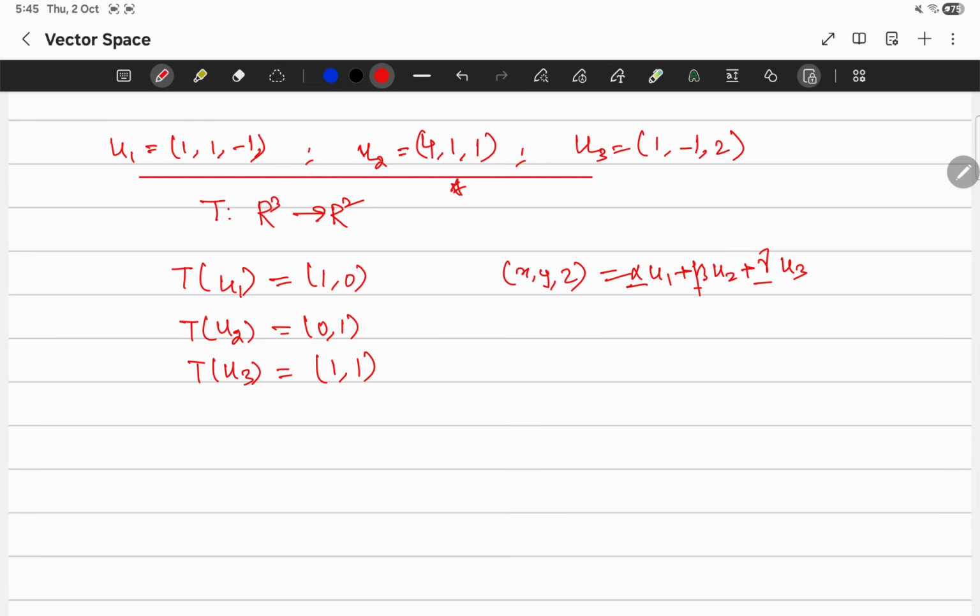This is the homework. So please do these types of questions, and we will discuss the kernel, that is the null space, and the range space in the next video.